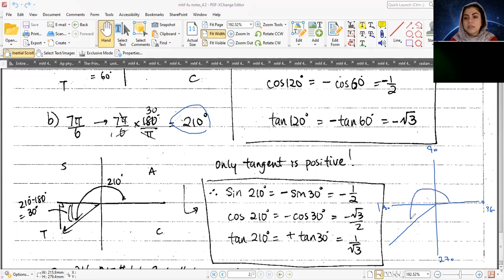So from here to here is 210. Can anyone tell me what this angle is, the angle that this line makes with the x-axis? From here to here is 180. If you subtract 180 from 210, you get what? You get 30 degrees, right? It means sine of 210 is equal to sine of 30, but negative or positive? Again, remember the CAST rule. CAST.